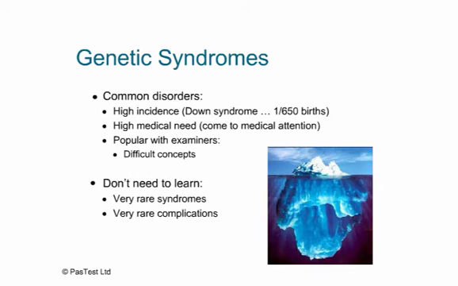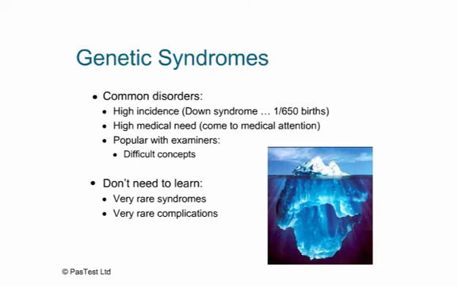So one of the commonest genetic conditions which we've probably all seen is Down syndrome, with an incidence of about 1 in 650 births. However, remember that some conditions may have a high incidence in the clinic because they produce high levels of medical need, and so they come to attention perhaps more often than might be warranted by their simple numerical commonality.